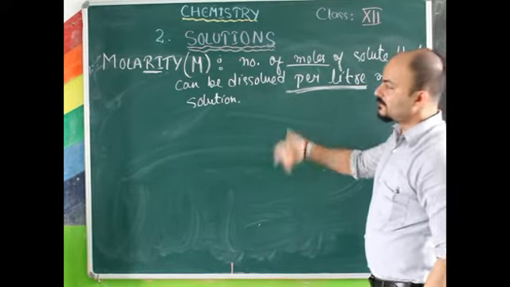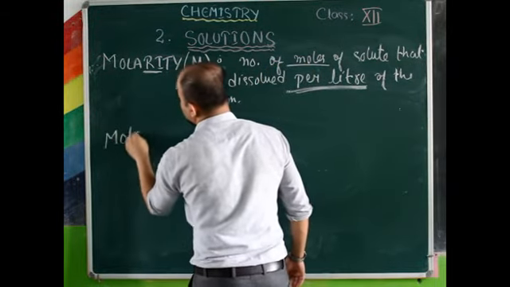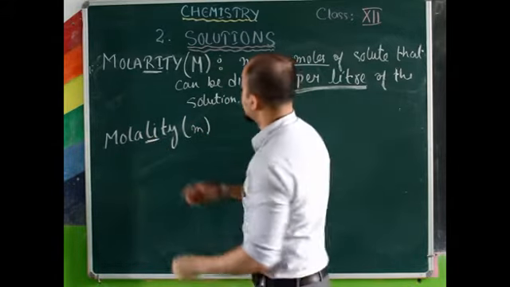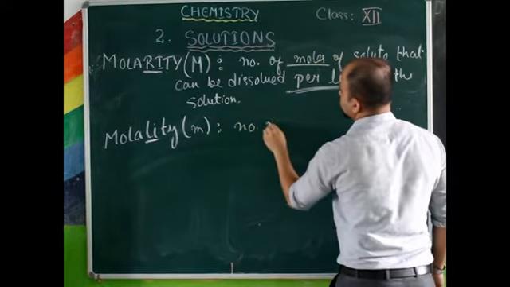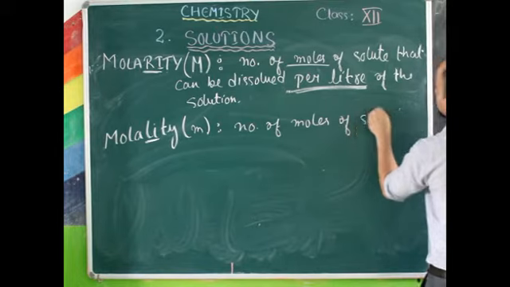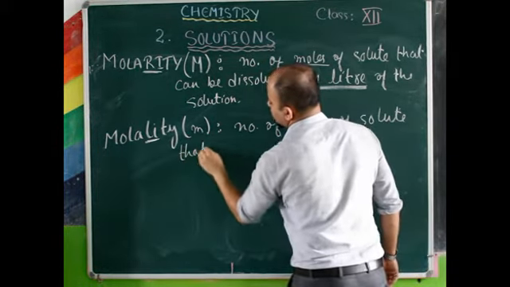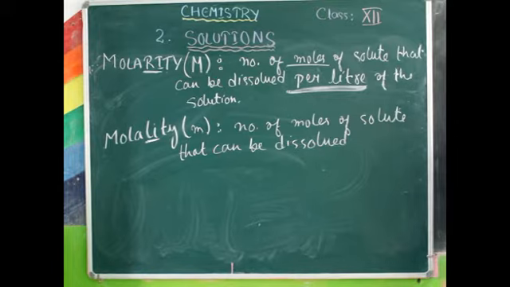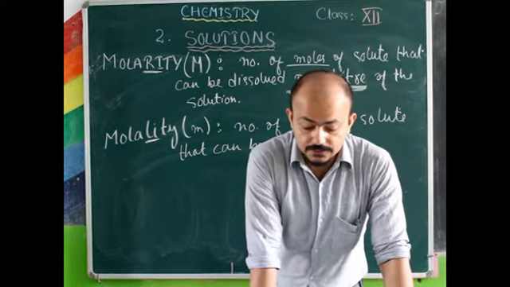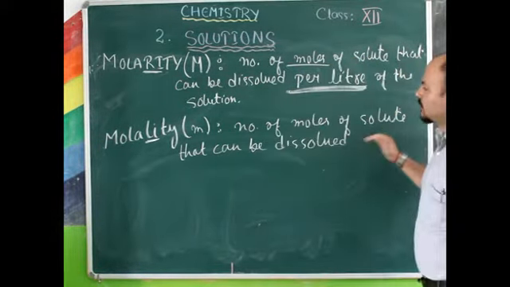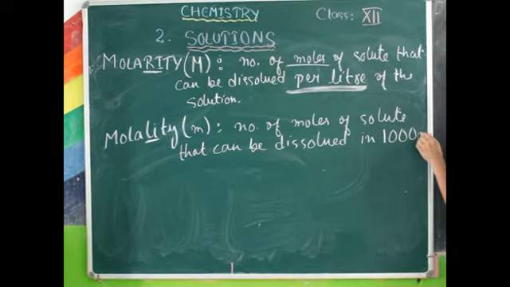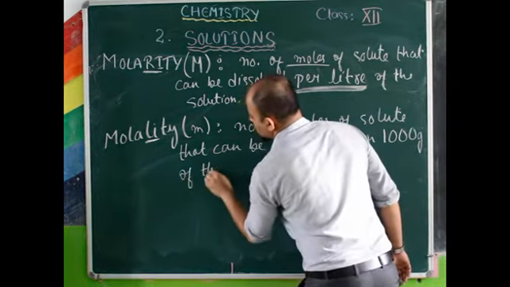So let me write the definition for molality, which is expressed with small m. Can you see the difference? Here again, it is the number of moles of solids that can be dissolved, and the difference lies here: dissolved per 1000 gram of the solvent. So it is the number of moles of the solid dissolved in 1000 gram of the solvent.